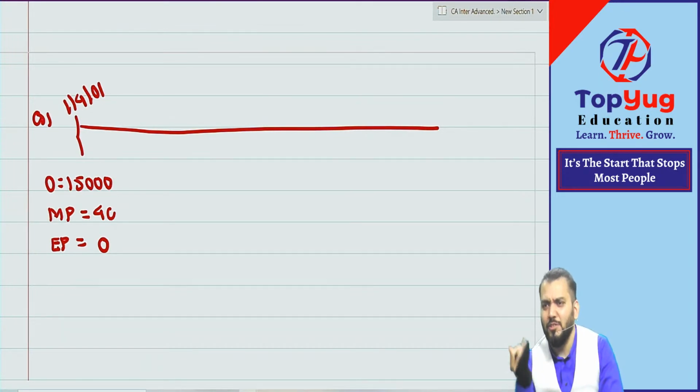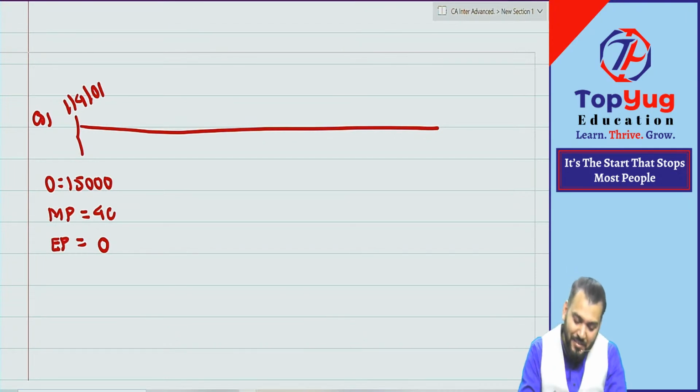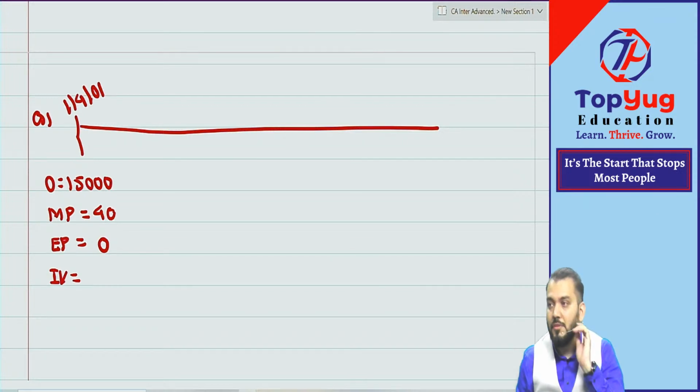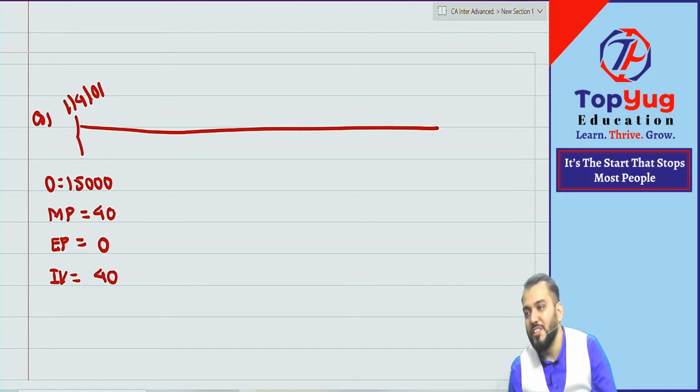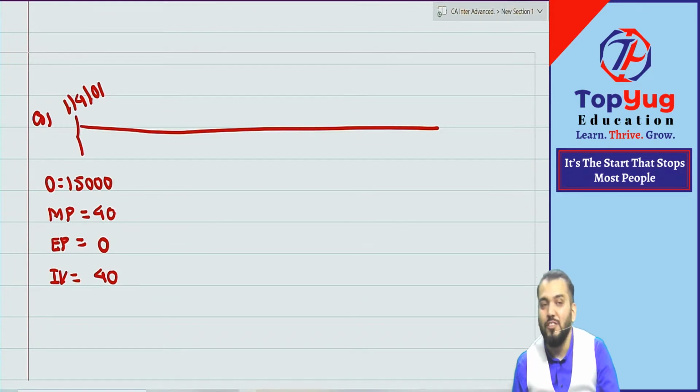Write it down in writing, though you are an expert. Correct. But what is the intrinsic value? 40. Whether fair value of the option is given or not, we will use intrinsic value.